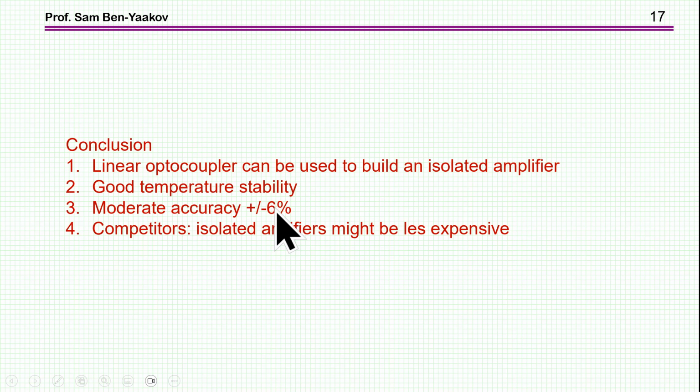Now, I would think that you won't save that much money if you build your own rather than just buying a linear isolated amplifier. Now, the competitors, of course, to this whole thing are the isolated amplifiers that could be less expensive, and in the case of a power supply, you really don't need a linear amplifier. You can get by with the regular optocoupler.